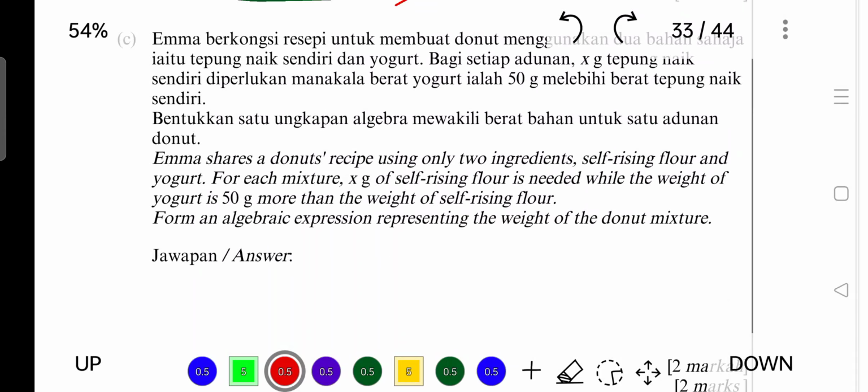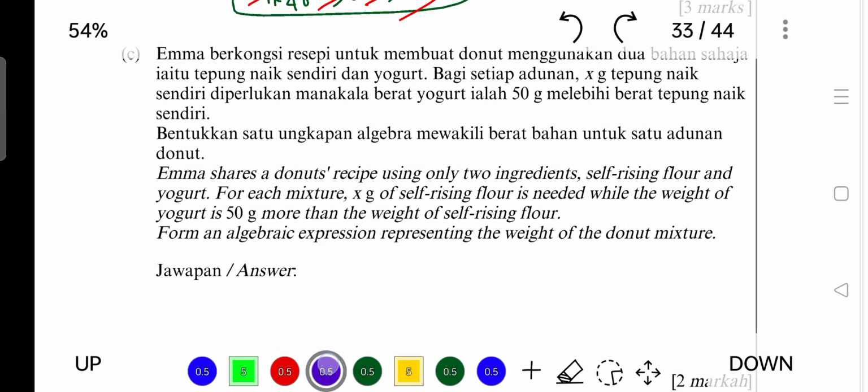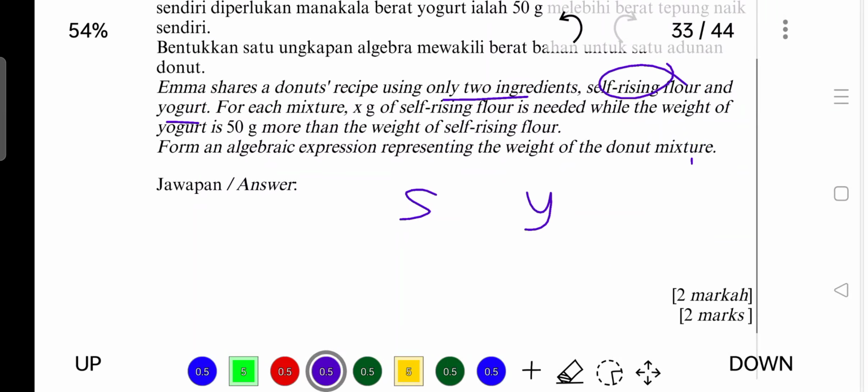All right, question C here. Emma shares a donut recipe using only 2 ingredients: self-rising flour and yogurt. For each mixture, x gram of self-rising flour is needed, while the weight of yogurt is 50 more. When I say more, I will add to x, right? Form an algebraic expression representing the weight of the donut mixture.